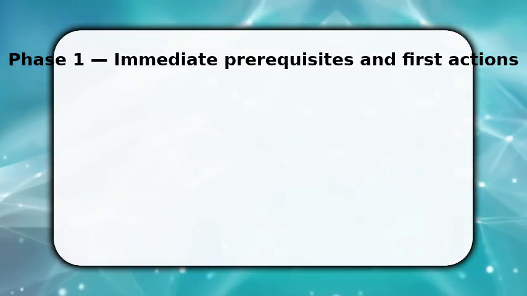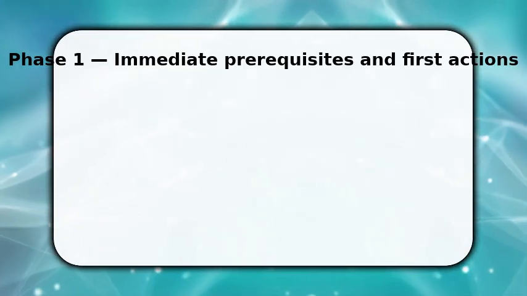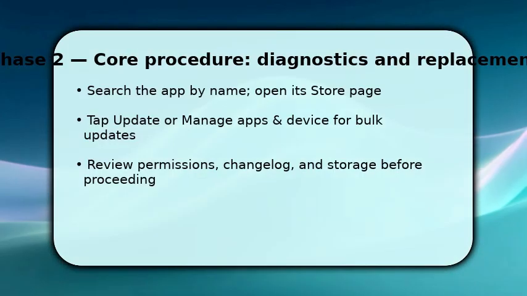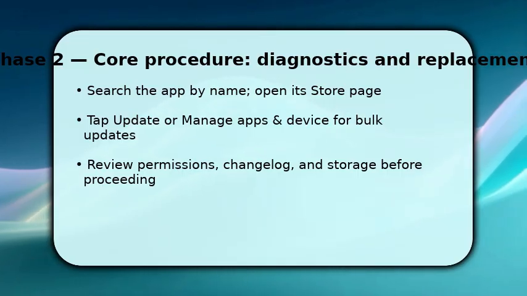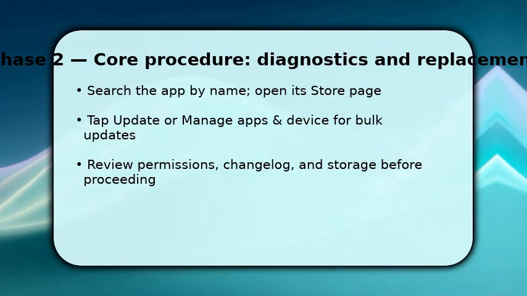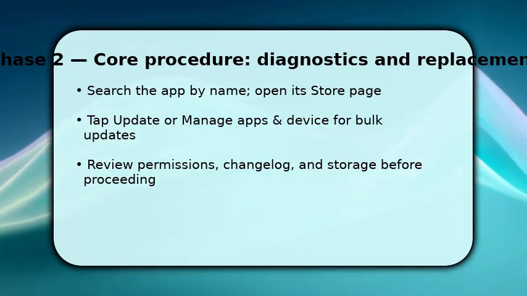Also, enable background data and auto-update if you want updates to happen automatically. This saves time and avoids missing critical updates. Now locate the app. Type its name, then open the store listing so you can see the current version and changelog. Tap Update to start a single update, or go to Manage Apps and Device for bulk updates and queue control.